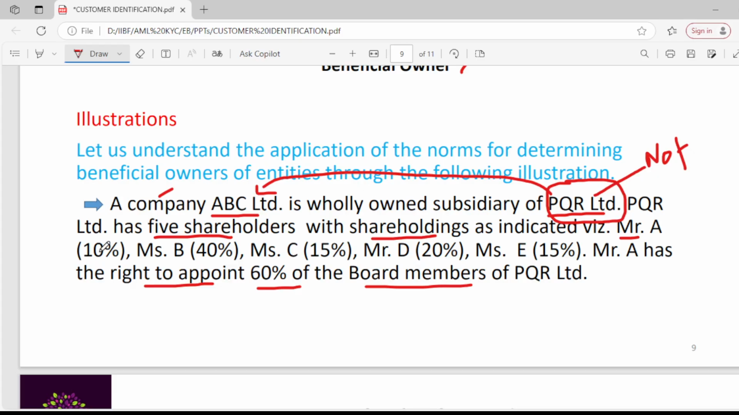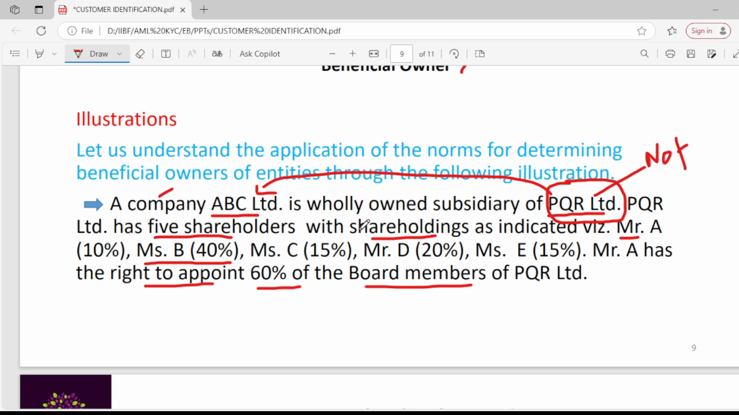Mr. A has 10%, Mrs. B has 40%, Mrs. C has 15%, Mr. D has 20%, Mrs. E has 15%. So among these, only Mrs. B has more than 25% of ownership interest in the company PQR Limited. So Mrs. B is a beneficial owner of that company according to the first criteria. Mrs. B only satisfied that condition. That's why she became a beneficial owner.